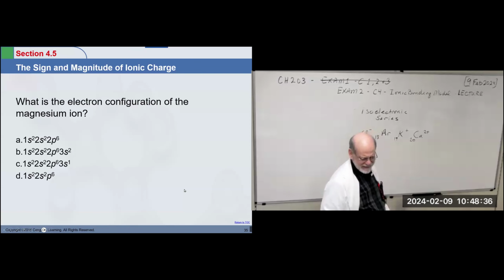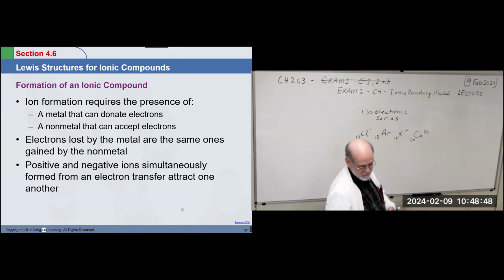Electronic configuration of magnesium ion. Well, it's going to look like neon. So neon has 2s2 and 2p6. So it should be A. Right. Okay. I think we've hammered this one enough.